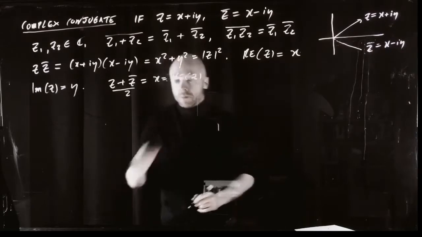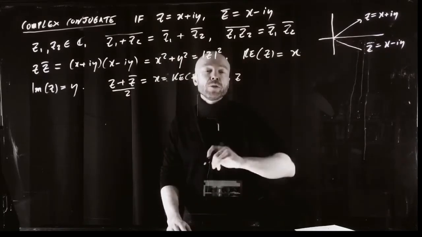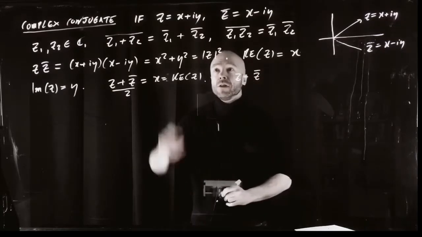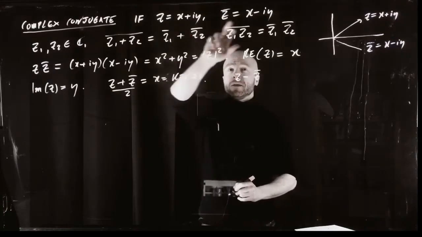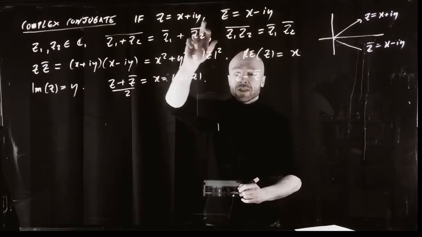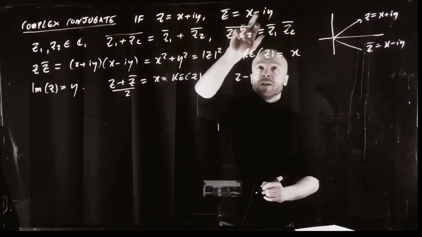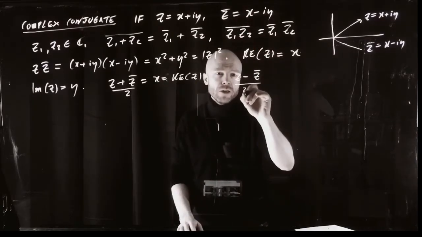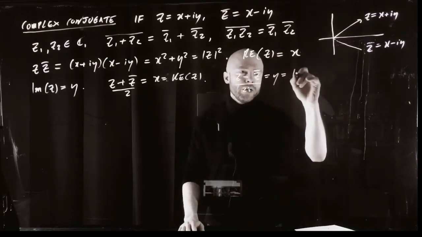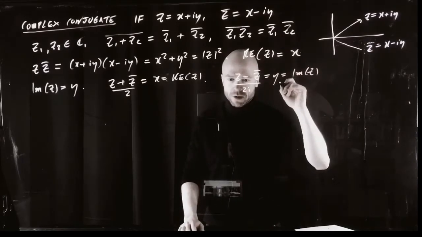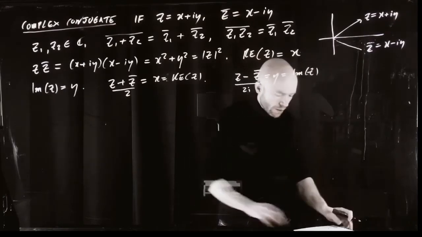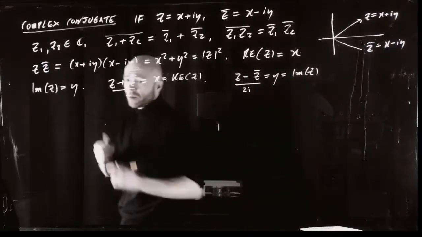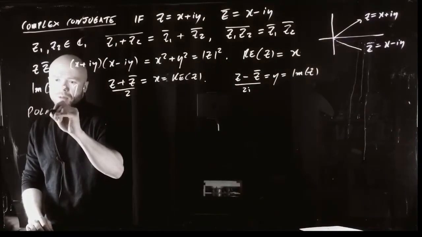And then we can do something similar to find the imaginary part. If we take z and then subtract z complex conjugate, so look at this. If we take z minus this thing, then the x's will cancel. So we'll have iy minus minus iy, which will be 2iy. If we divide this by 2i, we're just going to get y, which is the imaginary part of z. Cool. All right, so these are useful things. Now, let's go on to the polar representation of complex numbers.